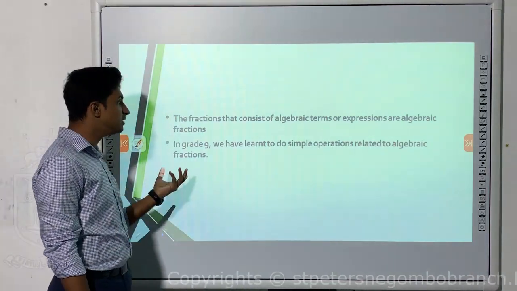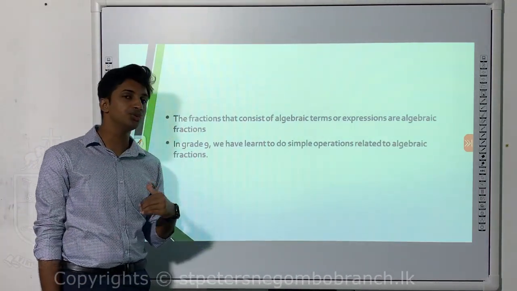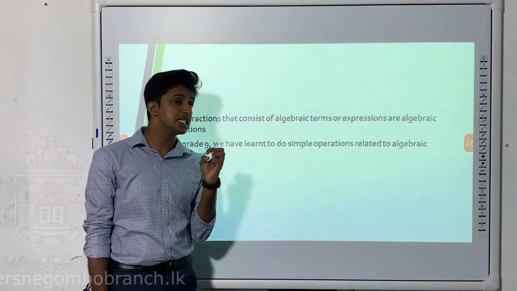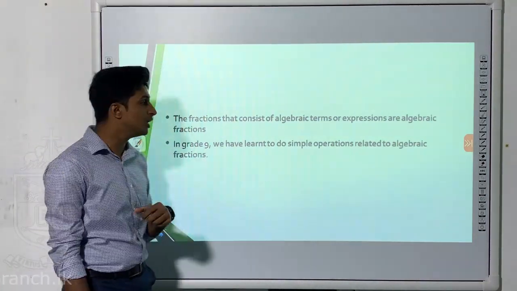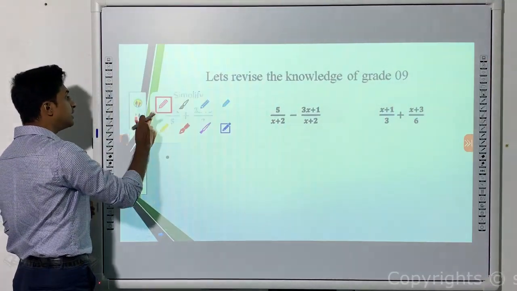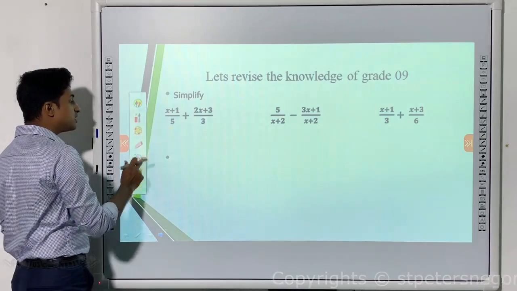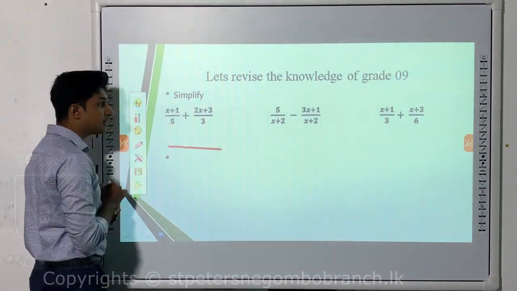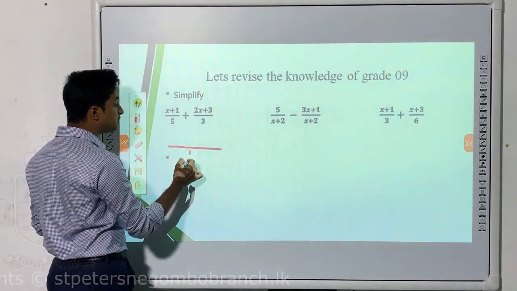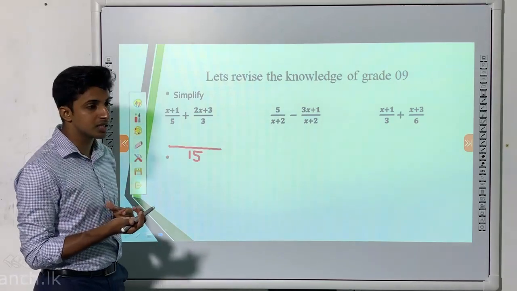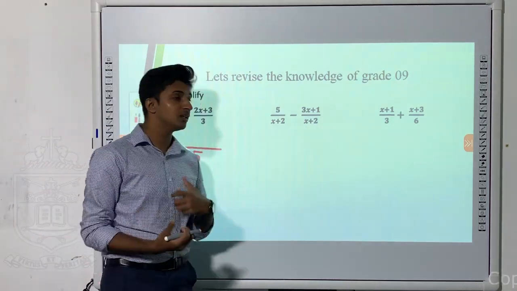Then in grade 9, we have already learned to do simple operations related to algebraic fractions. We'll see what are the operations that we have done in grade 9. If you consider the very first example, here the denominators are different, 5 and 3. So I can convert it into the same denominator. Definitely when you have different denominators, you have to take it to a common denominator.